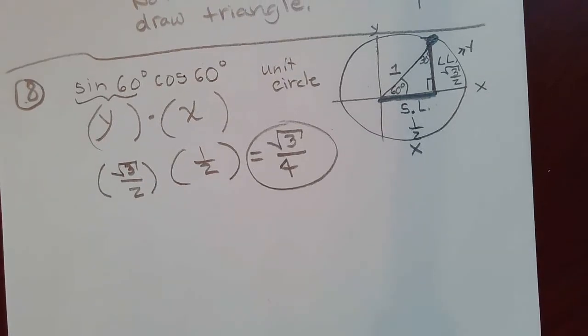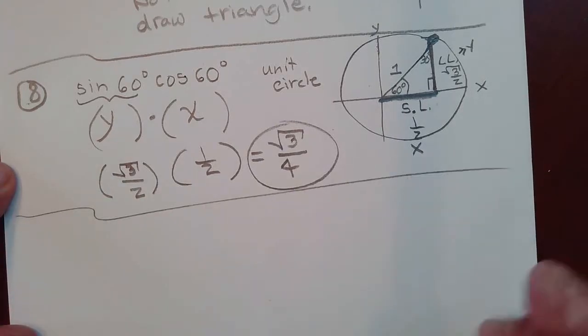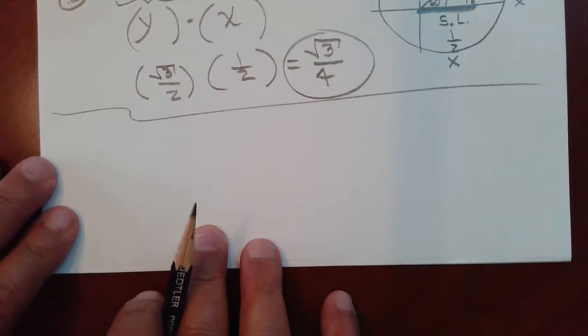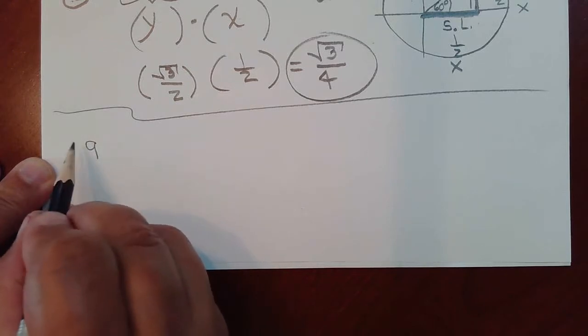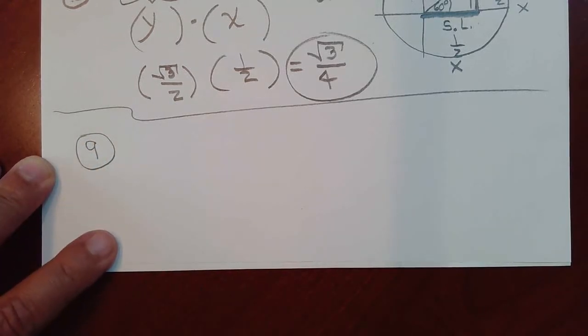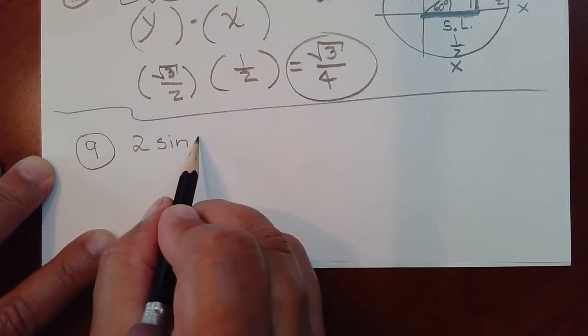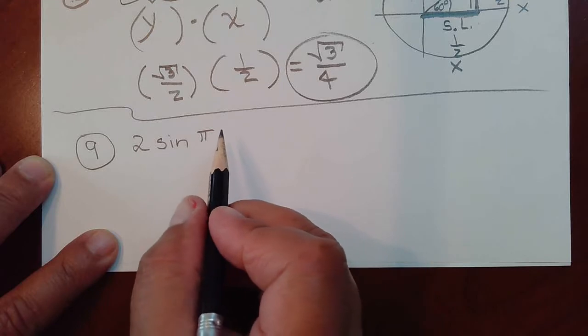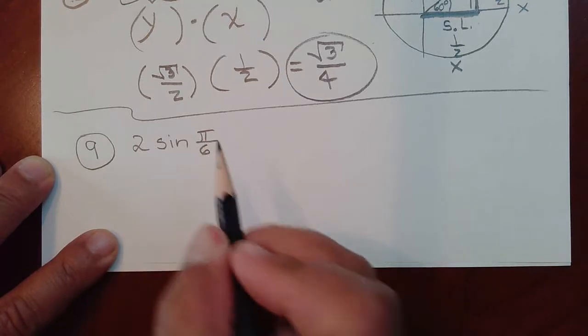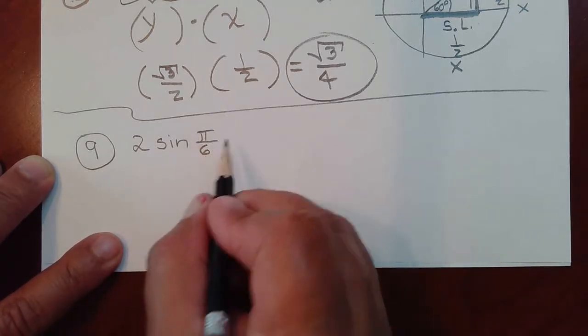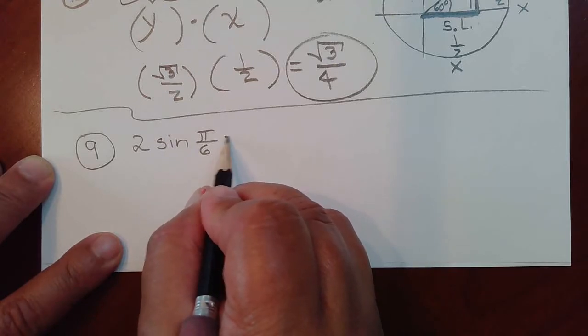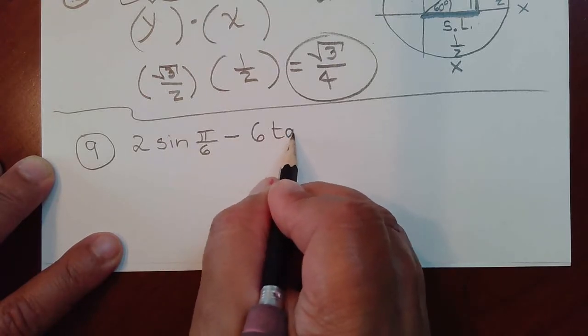Okay, moving on. Let's see what I have not done on the next page yet. The next one is problem number 9. Let's see if I have room to do that one here. So in problem number 9, they're saying do 2 times the sine of pi over 6, indicating that you need to draw a picture where you've rotated to pi over 6. And then you're going to subtract 6 times the tan of pi over 4.